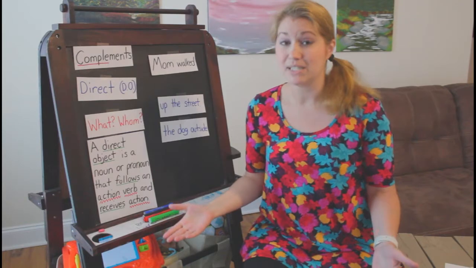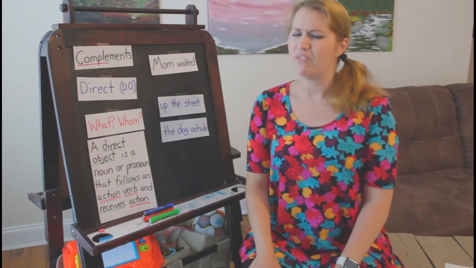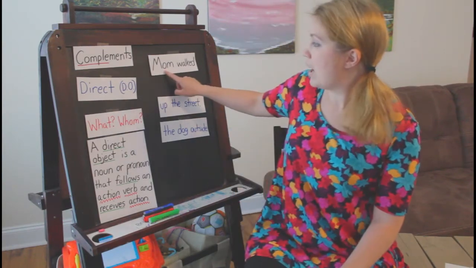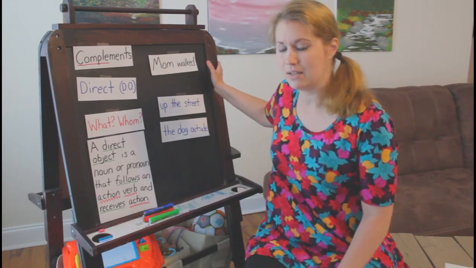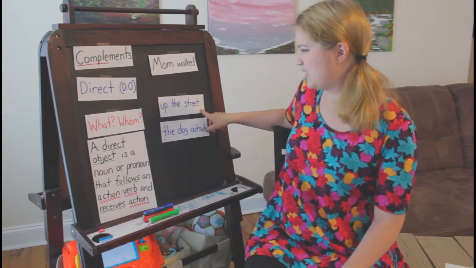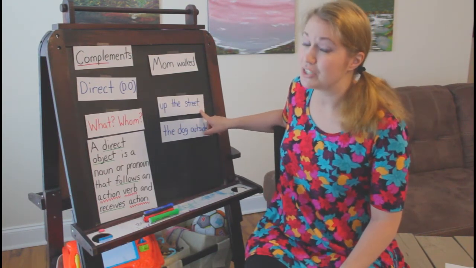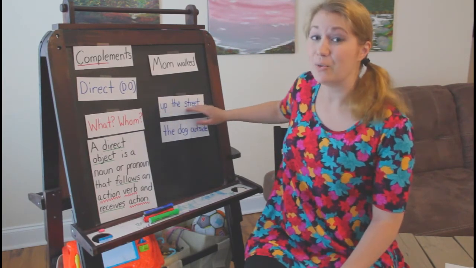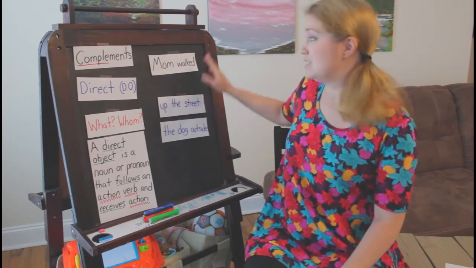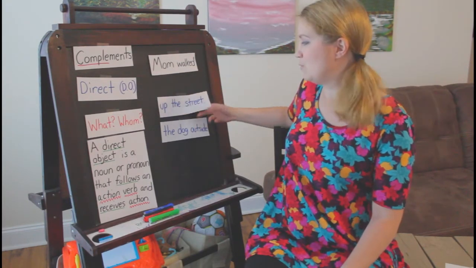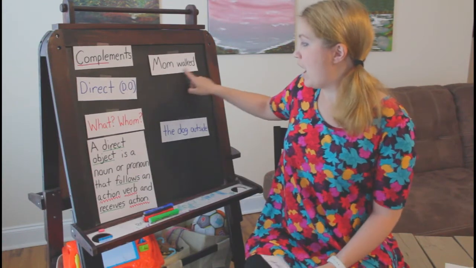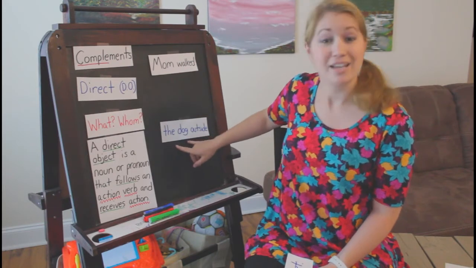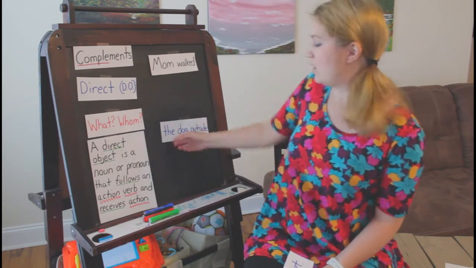Both of those will make a complete sentence, but only one of them will answer the question what. Let's read it again, asking that question. Mom walked what? Mom walked what? Up the street? That doesn't really answer the question what. More like where. So this one is not going to have a direct object in it to make this sentence complete. So let's take that one off. Mom walked the dog outside. Mom walked what? The dog. This one does. This one answers that question.